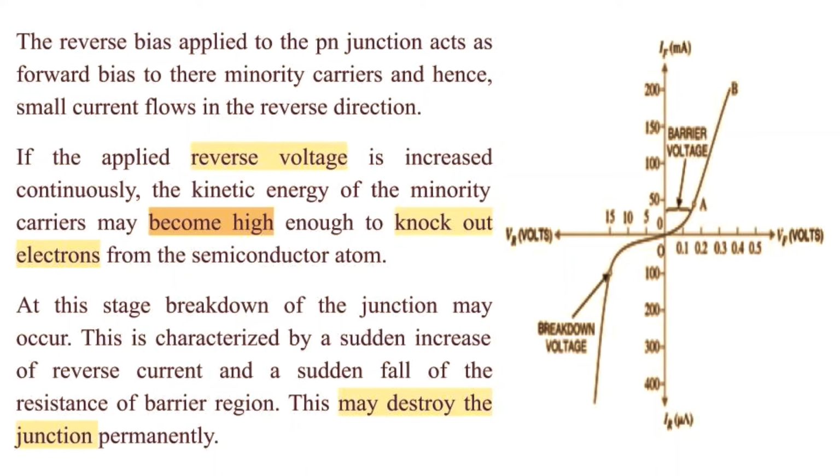If the applied reverse voltage is increased continuously, the kinetic energy of the minority carriers may become high enough to knock out electrons from the semiconductor atom. At this stage, breakdown of the junction may occur. This is characterized by a sudden increase of reverse current and a sudden fall of resistance of barrier region. This may destroy the junction permanently.